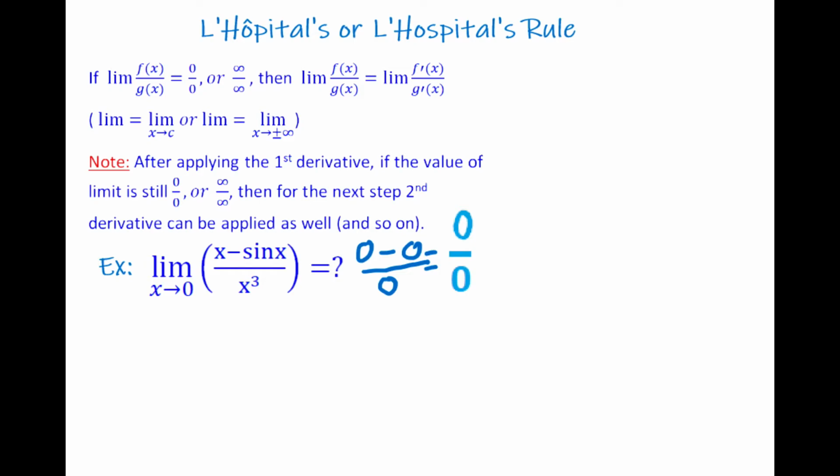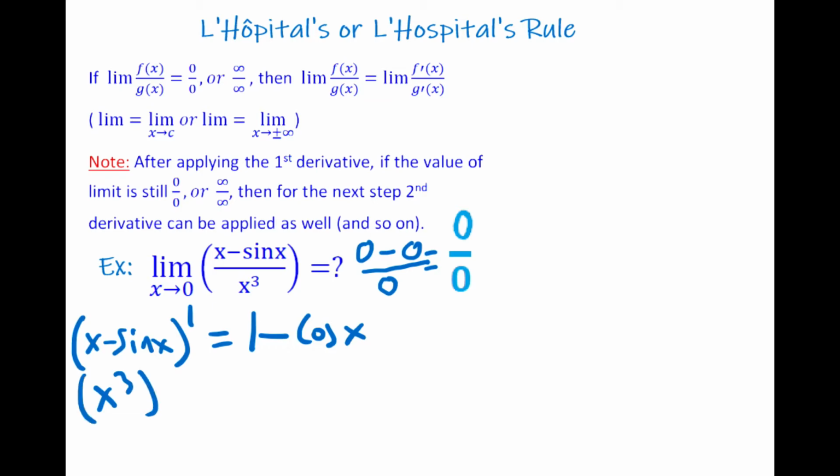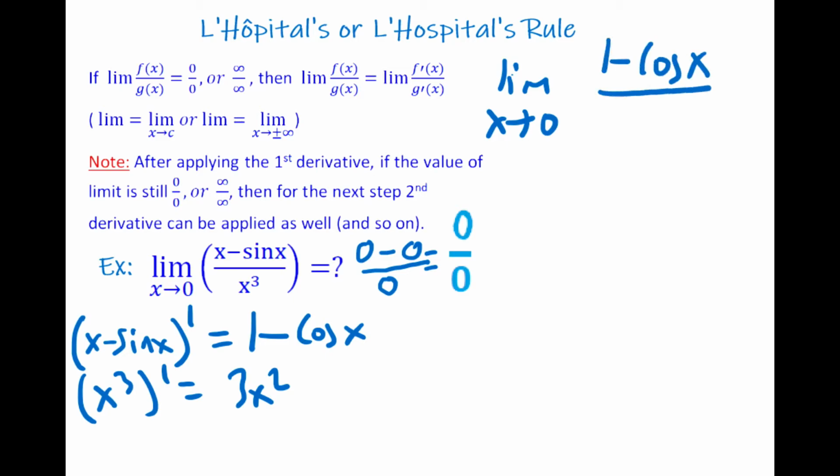And if you take the derivative of the numerator, let's say x minus sine of x, the derivative of this is going to be, guys, 1 minus the derivative of sine, which is going to be cosine of x, and the derivative of x cubed. If you take its derivative, then we're going to have 3x squared, guys. So the question is going to be limit when x goes to 0, guys. I'm going to have 1 minus cosine x divided by 3x to the power of 2, guys.